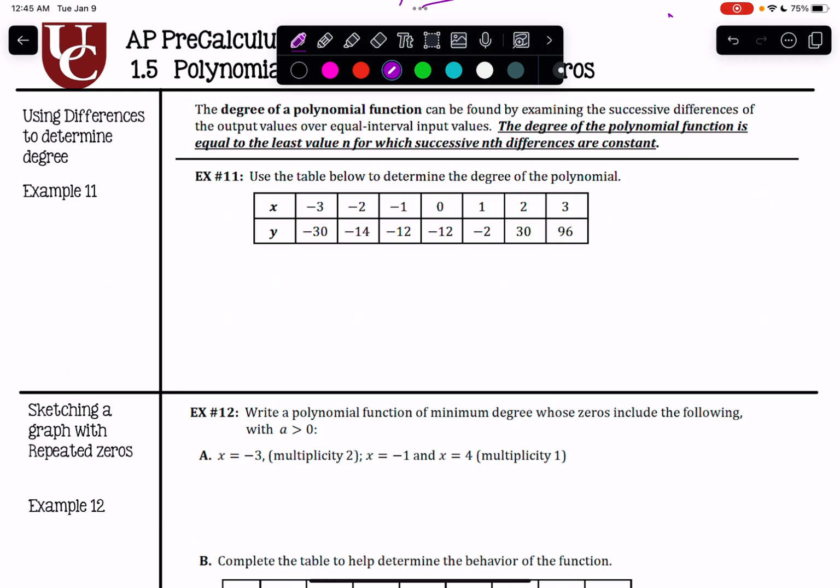So if they give you a table and they ask you to determine the degree of the polynomial, that's all they're asking for. But you have to decide which one it is by looking at the successive differences. So I'll show you how to do that.